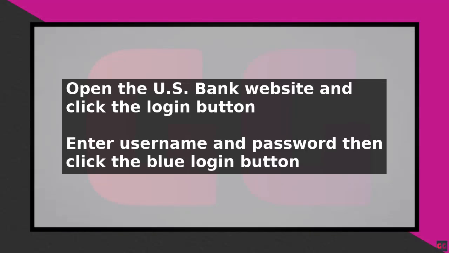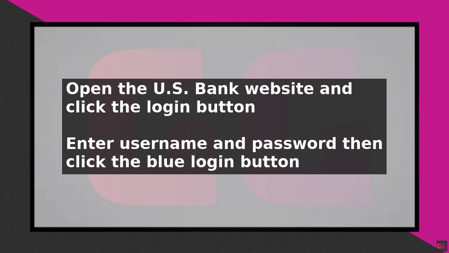To activate special cashback categories for your U.S. Bank credit card, start by opening the U.S. Bank website and clicking on the Login button in the top right corner. Enter your username and password in the login form. Then click the blue Login button.